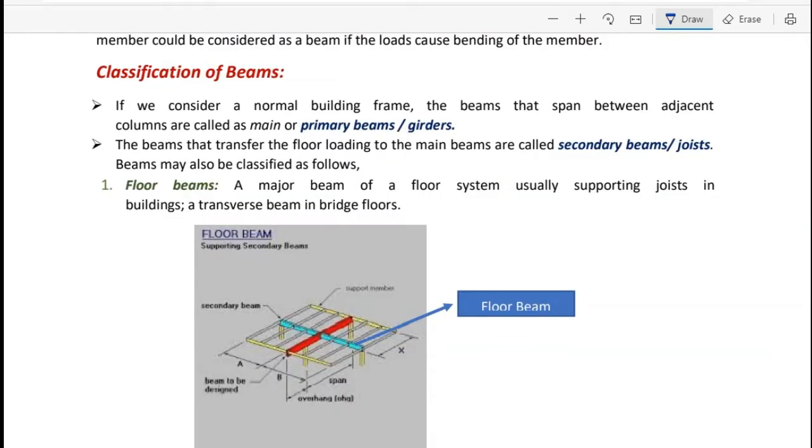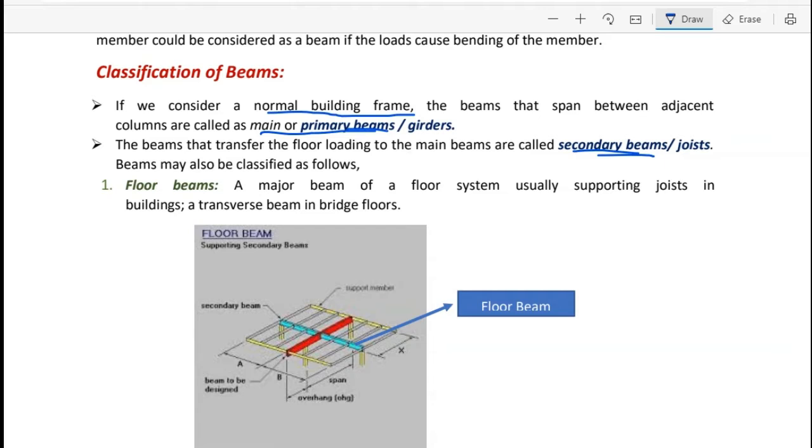Let us look into the classification of beams. So the beams can be classified into two types. One is primary beam and secondary beam. So what do you mean by a primary beam and a secondary beam? When do you call a beam a main or primary beam, and when do you call it a secondary beam? See, take a normal building frame.